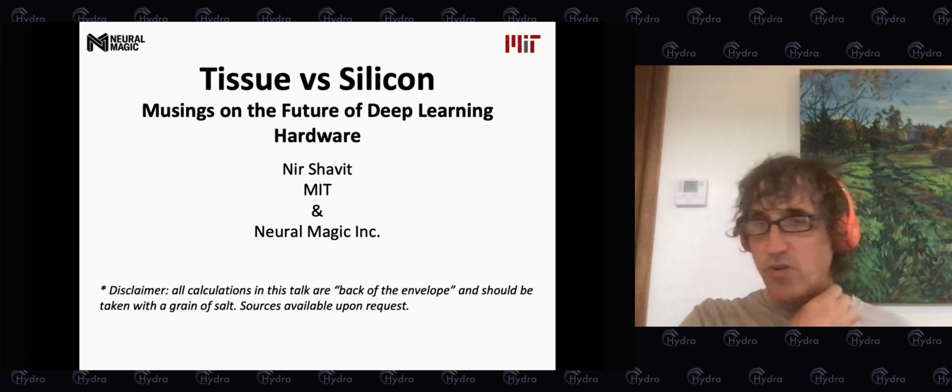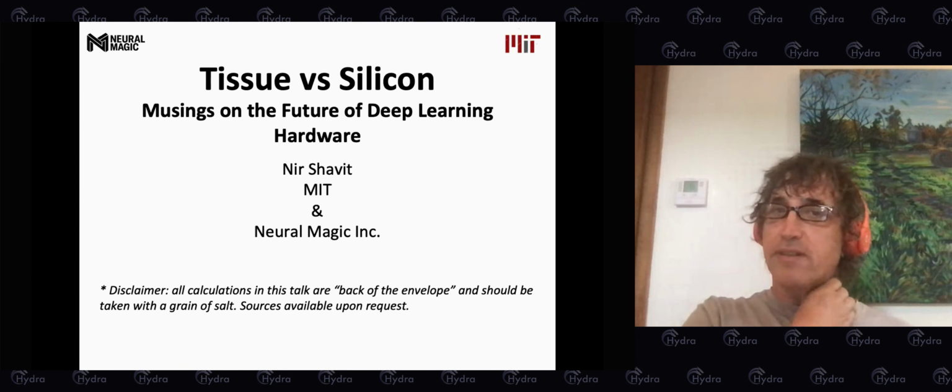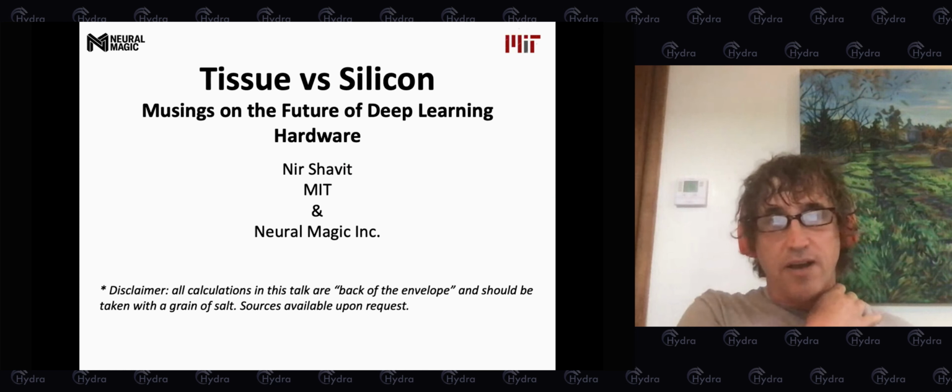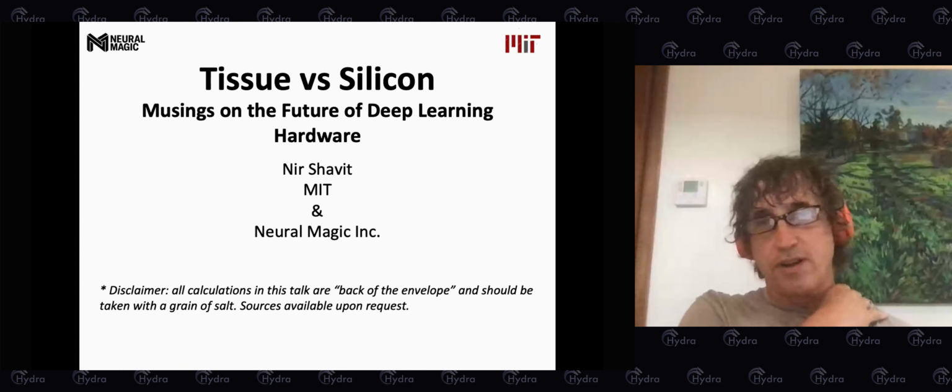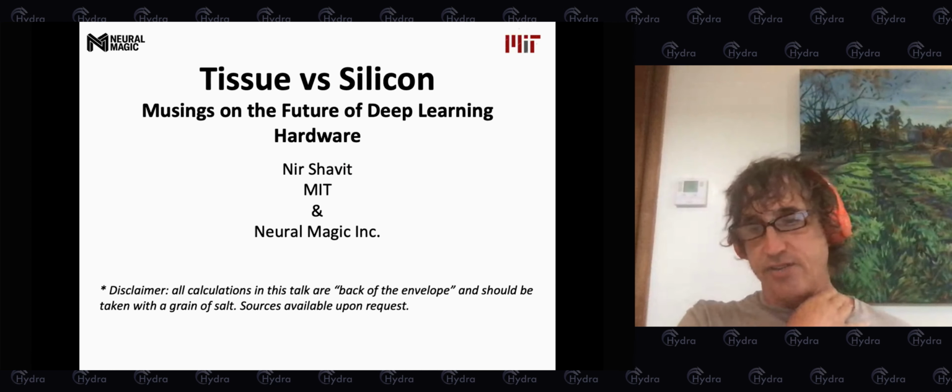This talk is about tissue versus silicon. So I'd like to tell you a little bit about my thinking about how we build machines for deep learning today.